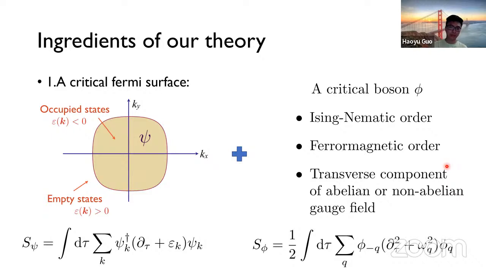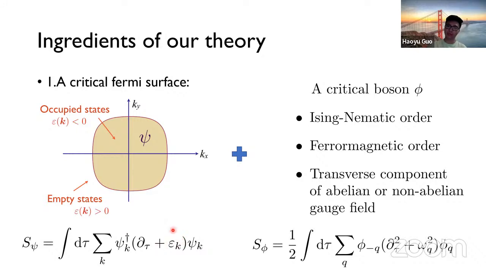Yeah. So let me try to talk about what kind of ingredients are in our theory. The first ingredient is that we want to have a critical Fermi surface. Its definition is the following: first we have some fermionic fields which could have a Fermi surface, and it's just given by this simple action. And then secondly, we want to destroy the fermionic quasi-particles of this psi field.